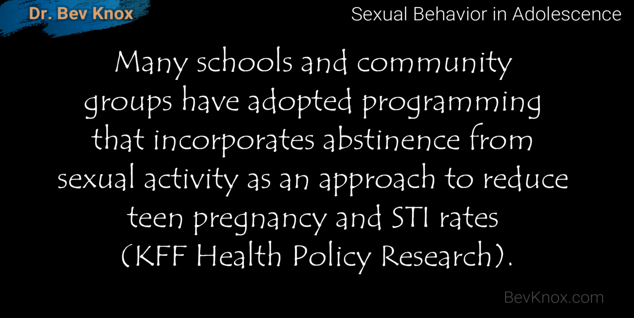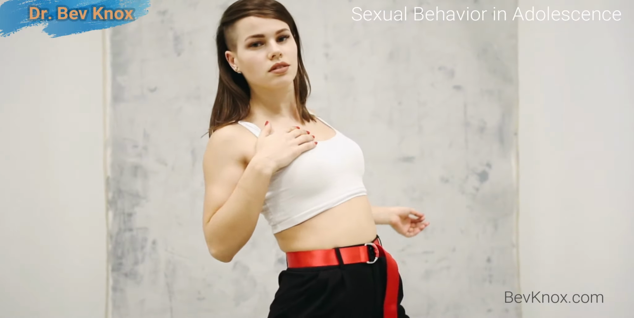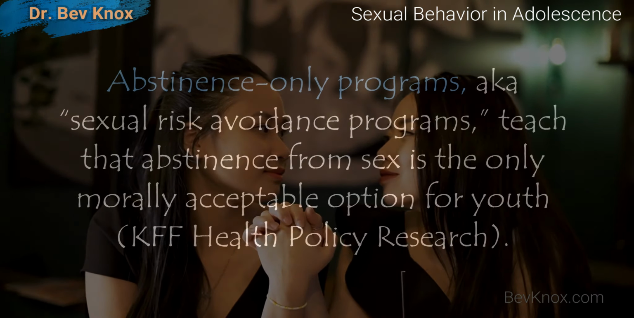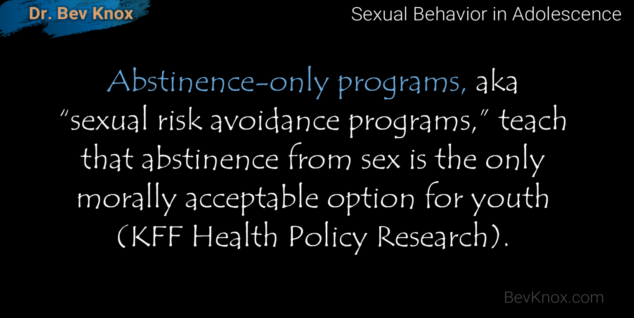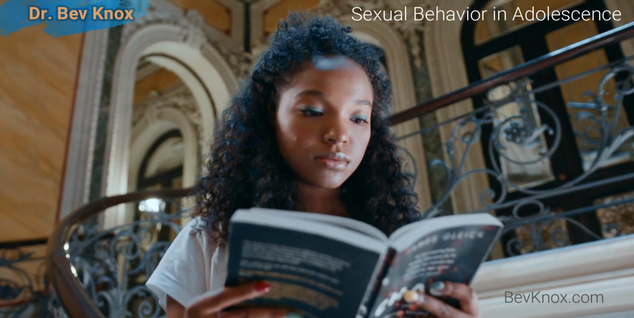According to KFF Health Policy Research, there are two main approaches towards sex education: abstinence-only and comprehensive sex education. These categories are broad, and the content, the methods, and the targeted populations can vary widely between programs within each model. In general, abstinence-only programs, also known as so-called sexual risk avoidance programs, teach that abstinence from sex is the only morally acceptable option for youth and the only safe and effective way to prevent unintended pregnancy and STIs. They generally do not discuss contraceptive methods or condoms unless to emphasize their failure rates.